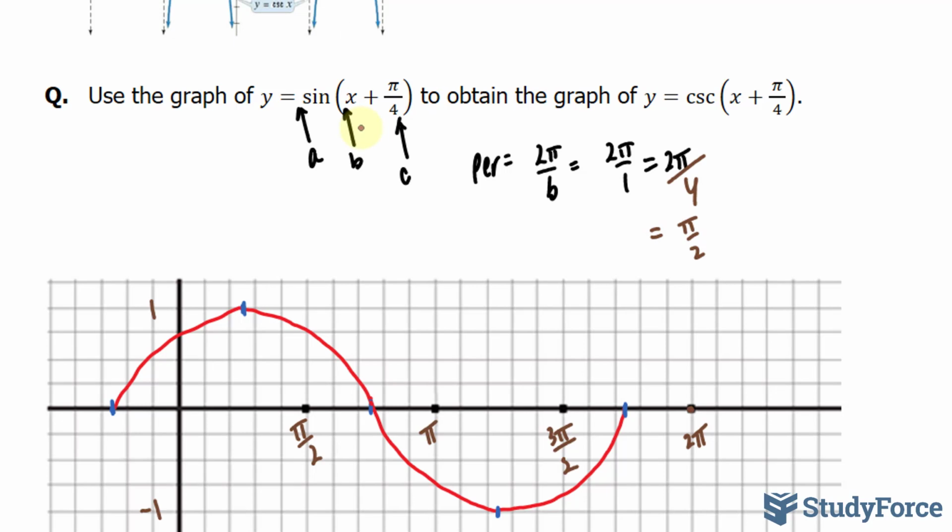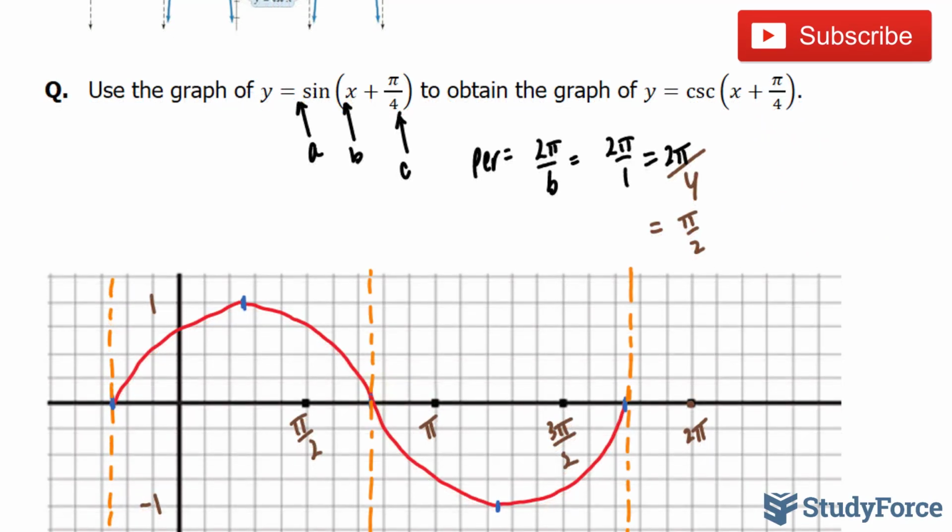Now, using this, keep in mind that we're at 0 here, here, and here. So I'm going to put asymptotes where I have my zeros. Now that I've drawn those in, next I want you to take a look at the maximum and minimum values of our red wave here. The maximum occurs right here, and the minimum occurs right here.